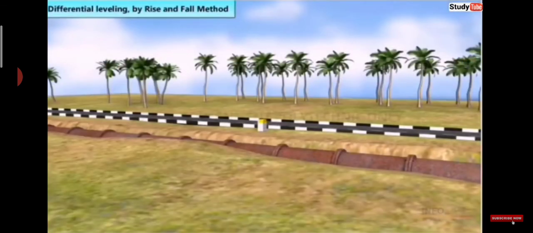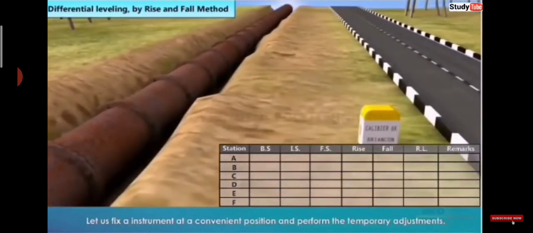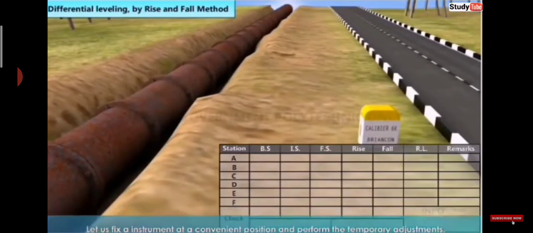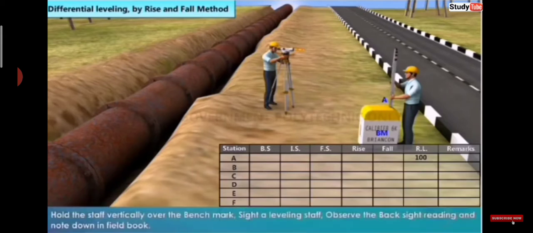Differential leveling by rise and fall method. Let us fix the instrument at a convenient position and perform the temporary adjustments. Let's take the RL value as 100 for A station. Hold the staff vertically over the benchmark. Sight a leveling staff. Observe the backside reading and note down in field book.